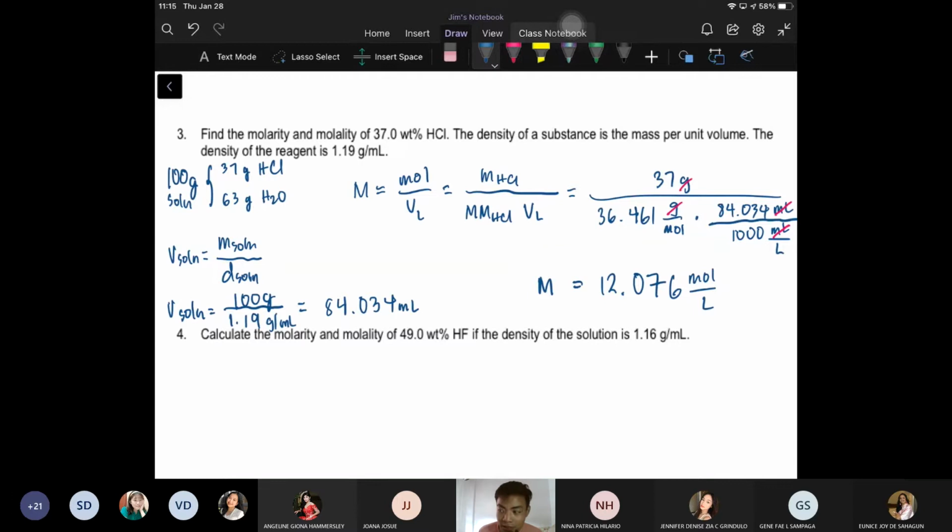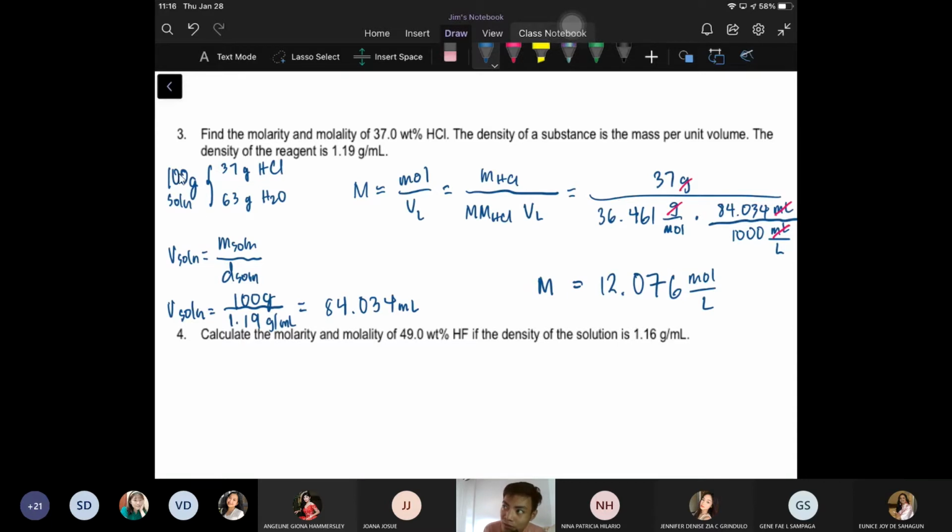Kung gusto niyo pahirapan sarili niyo, edi pwedeng ibang mass ng solution. Kunwari 31.32 grams ng solution. Kayo bahala, choice niyo 'yan. Pero mas madali kung 100 grams, okay? So yan, makukuha mo yung mass ng solute.